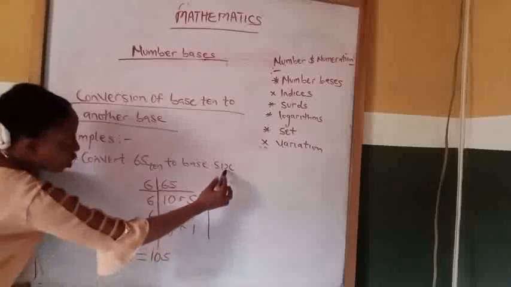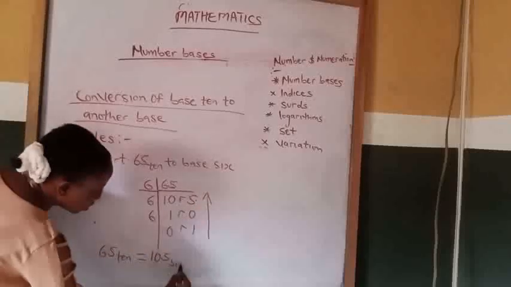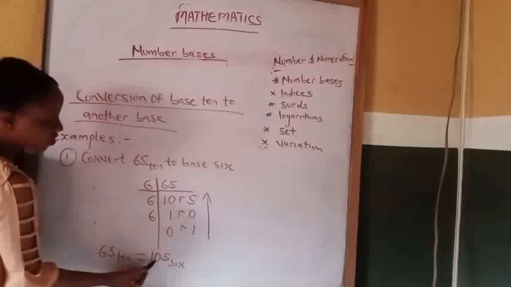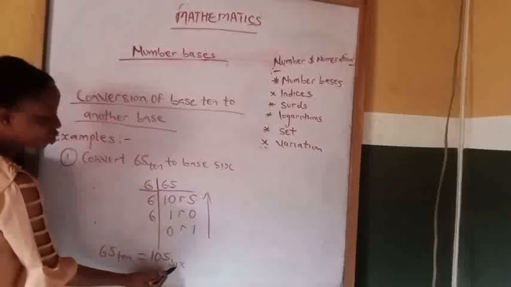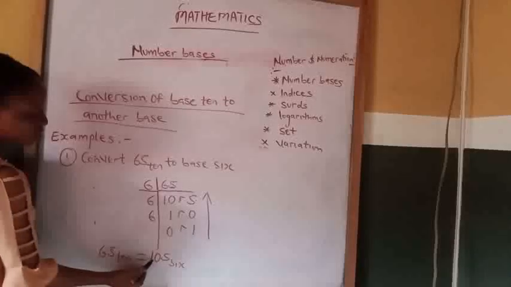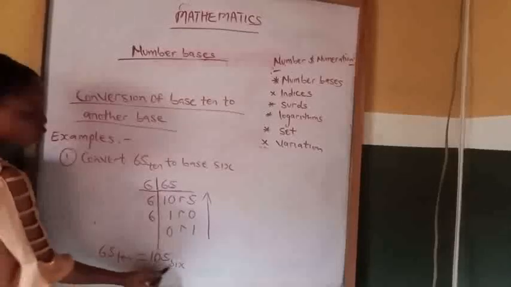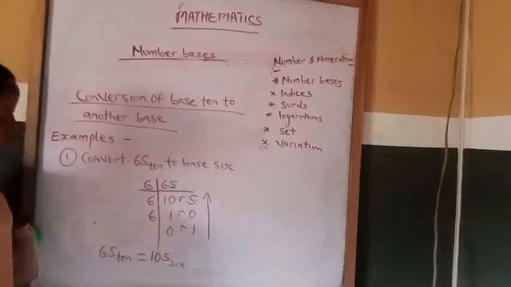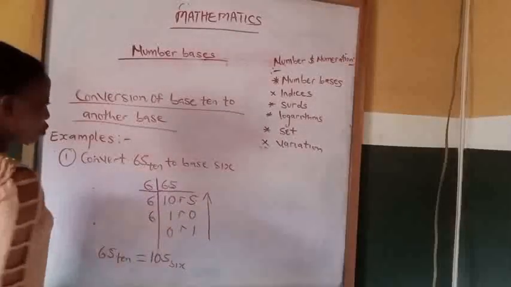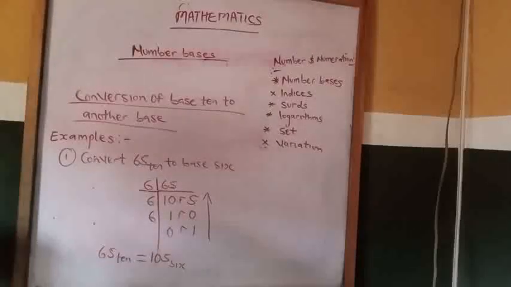105 base 6. You can see that none of these digits is greater than or equal to the base. So that is our answer for this example 1. Let's take another example.